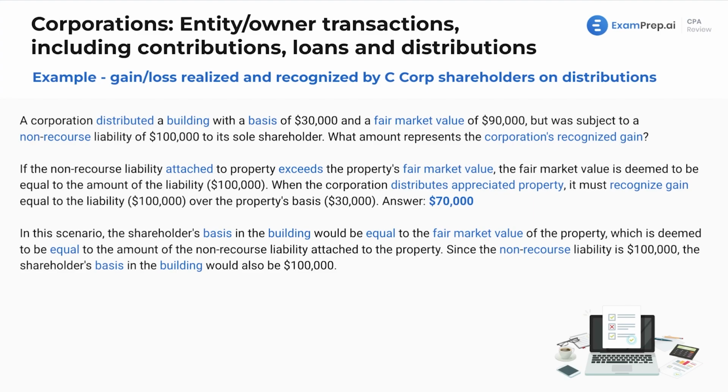So in this case, that would be $70,000 because they had a building with a basis of $30,000 to them, but there was a liability there. So overall, what is the net gain to the corporation? Again, it is $70,000.